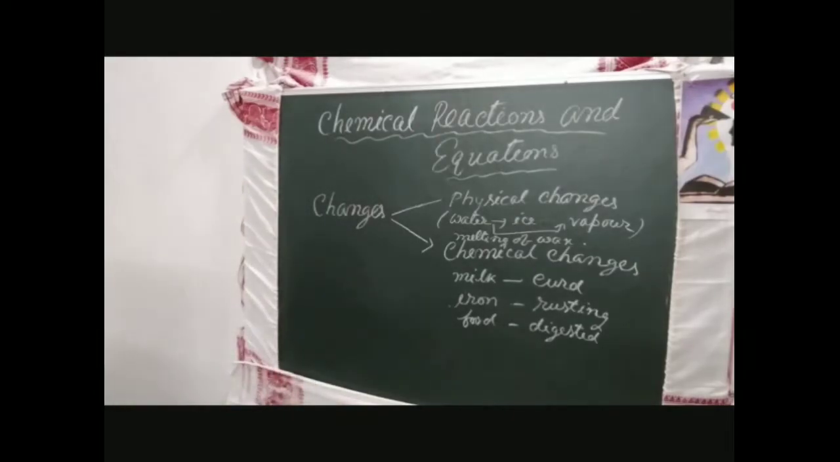Types of change. We have two types of changes: one is physical change and the other is chemical change. Students, we come across a number of changes around us every day. These changes may be physical or chemical changes. A physical change can be easily reversed, but chemical changes are not easily reversible.